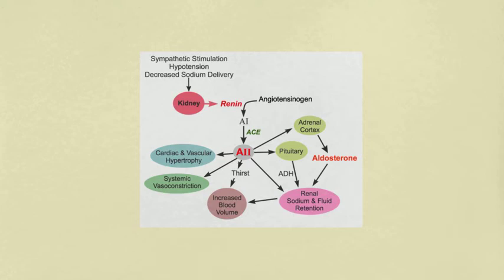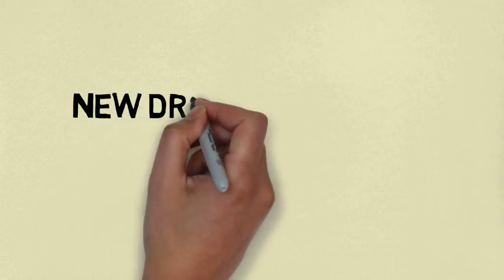ACE inhibitors also block the breakdown of bradykinin, a vasodilating substance, thus increasing bradykinin levels and the vasodilation action of the ACE inhibitor. This vasodilation is important because it reduces the afterload and preload of the heart, and thus improves the oxygen supply-demand ratio. Now, moving on.